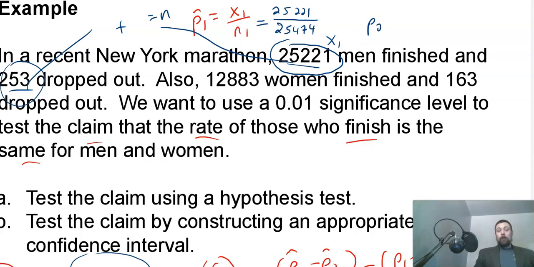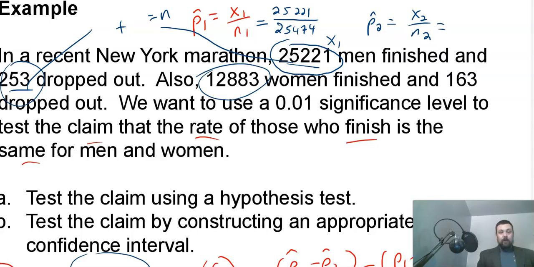Do the same thing for the proportion of women. P2 hat will be x2 divided by n2. It's x2 that's given to us. Sorry, I just can't let that go. That 2 is kind of bugging me. All right. x2 is given to us here.